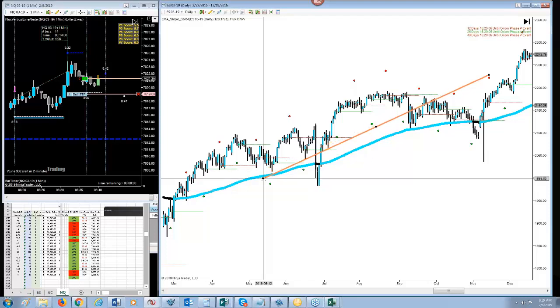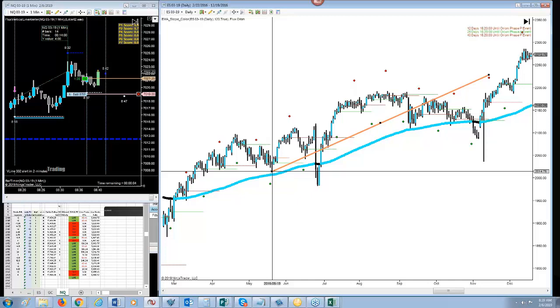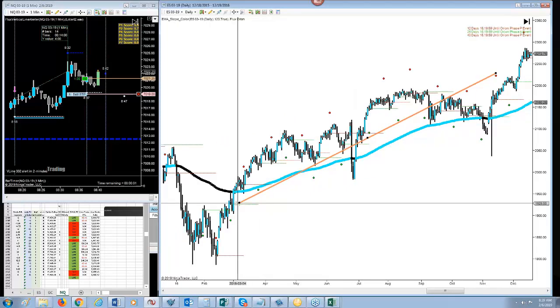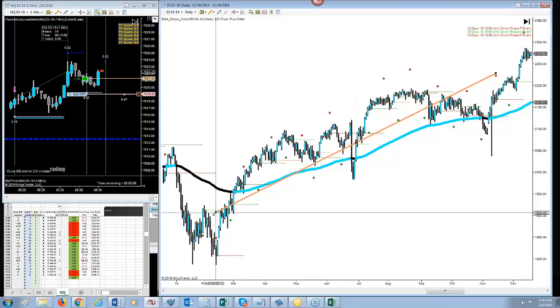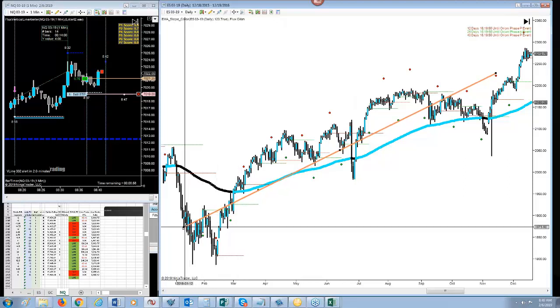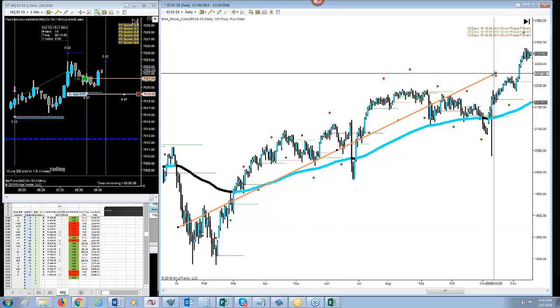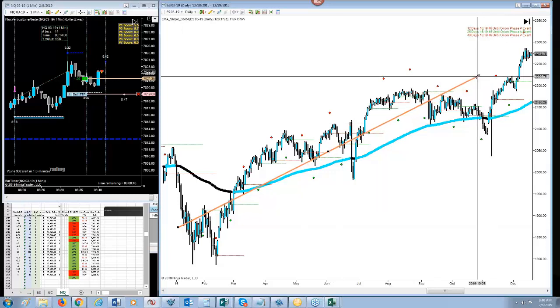Let me see if I can find it for you. And once you find it, you never have to do anything else again. We're looking for touches to the tick, and then we're looking for candle closes on the line.